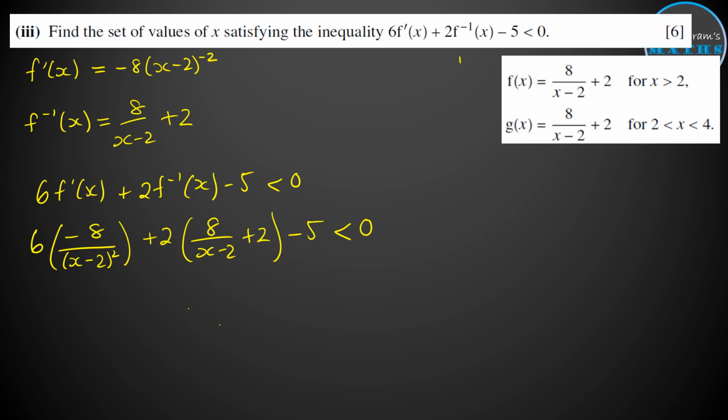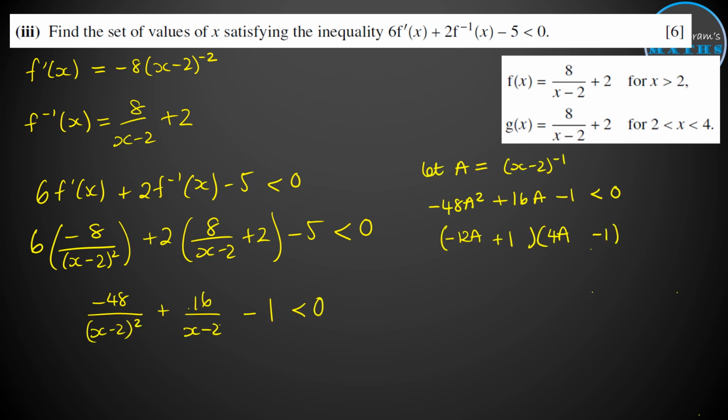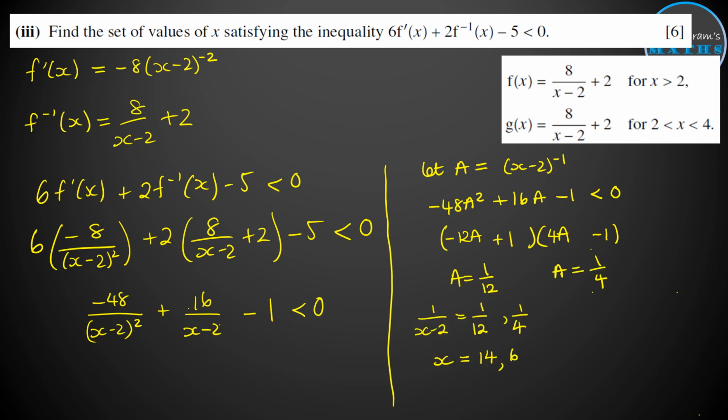And then we need to do quite a bit of tidying up. And then I'm going to use coded quadratics to try and sort that out. So let a be x minus 2 to the minus 1, and we get a quadratic in a. So then a will be 1/12, or a will be 1/4, and then solve. So we get down to the critical values of x being 14 and 16, but we need to go back to the fact that this was a less than 0, so we need this as an inequality.